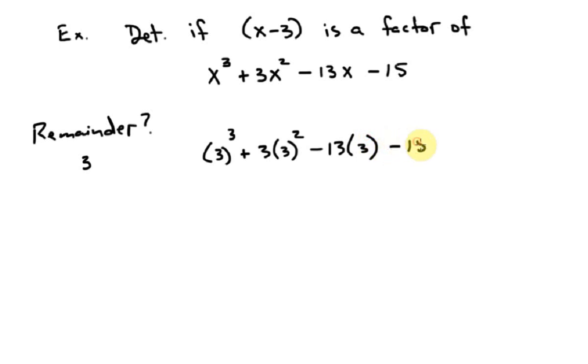Now all we've got to do is crunch out these numbers and see if we get 0 or something else. Now 3 cubed is 3 times 3 times 3, or 27. And here we have 3 times 3 squared, 3 times 9 is 27, minus 13 times 3, which is 39, minus 15. If you crunch these through on a calculator or do the math yourself, it turns out you get 0. So, is it a factor? The answer is yes, it is.